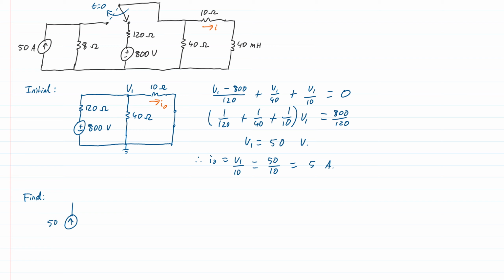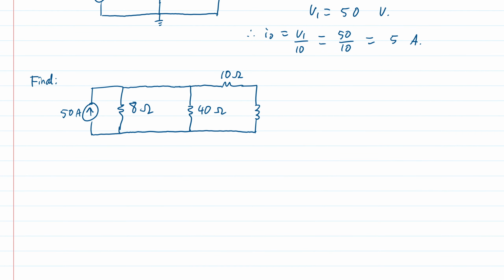So we have current source 50 amps, which has the 8 ohm resistor. The voltage source is disconnected now. The right hand side has that 40 ohm resistor, that 10 ohm resistor, and our inductor, I'll just draw it like that for now, because we're also going to need it for the time constant. So this will be the final configuration of our circuit.